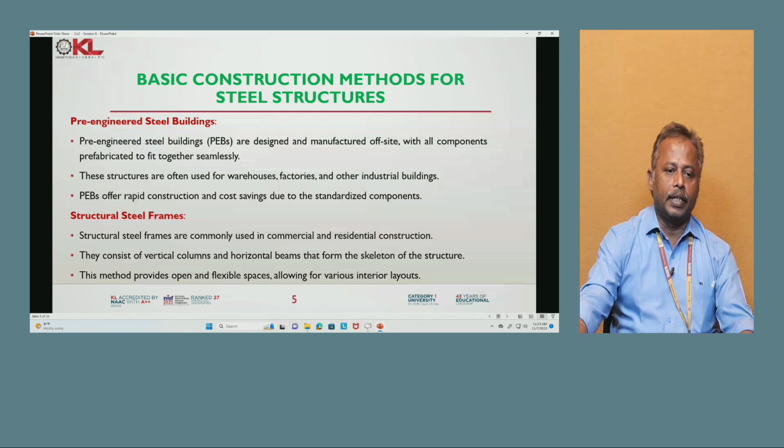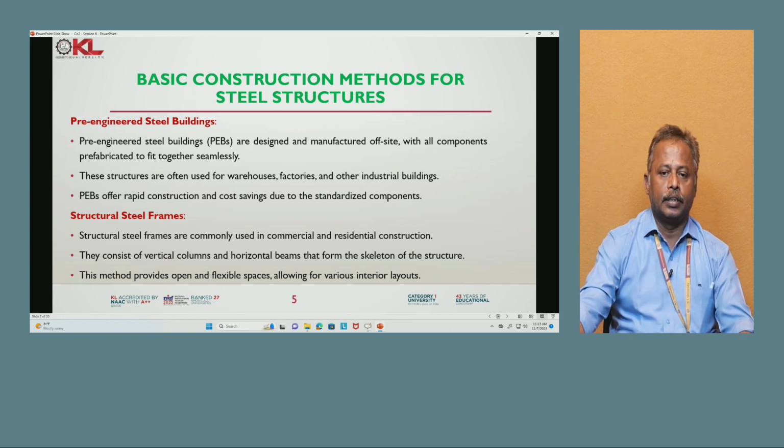Next, pre-engineered steel buildings. Pre-engineered steel buildings are designed and manufactured offsite with all components prefabricated to fit together seamlessly. These structures are often used for warehouses, factories and other industrial buildings. Pre-engineered structures offer rapid construction and cost saving due to the standardized components.